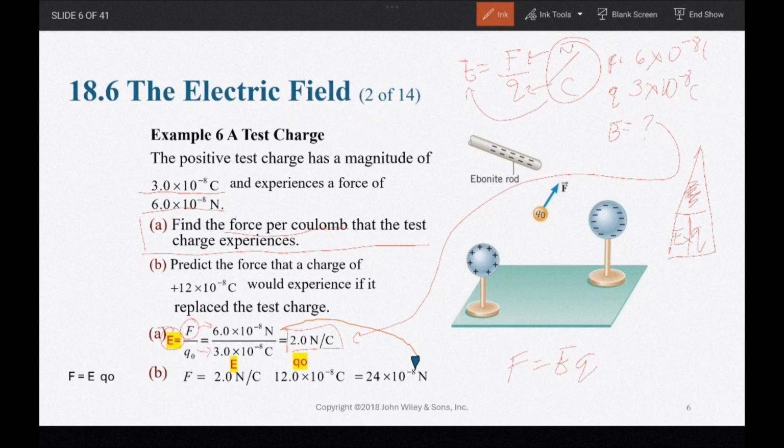And there, our electric field is 2 Newton per coulomb. When we apply the following givens to this equation, this is what comes out: 2 Newton per coulomb multiplied by 12 times 10 to the power of negative 8 coulomb, we will get 24 times 10 to the power of negative 8 Newton. Okay?